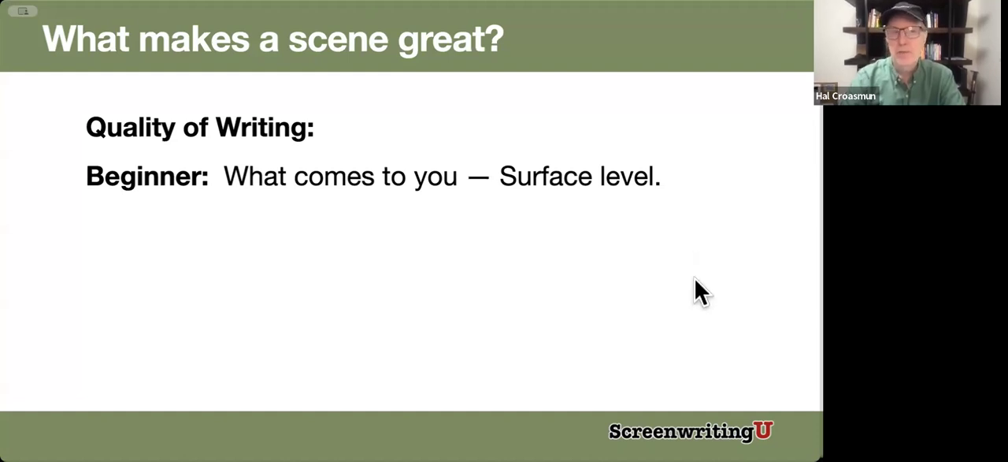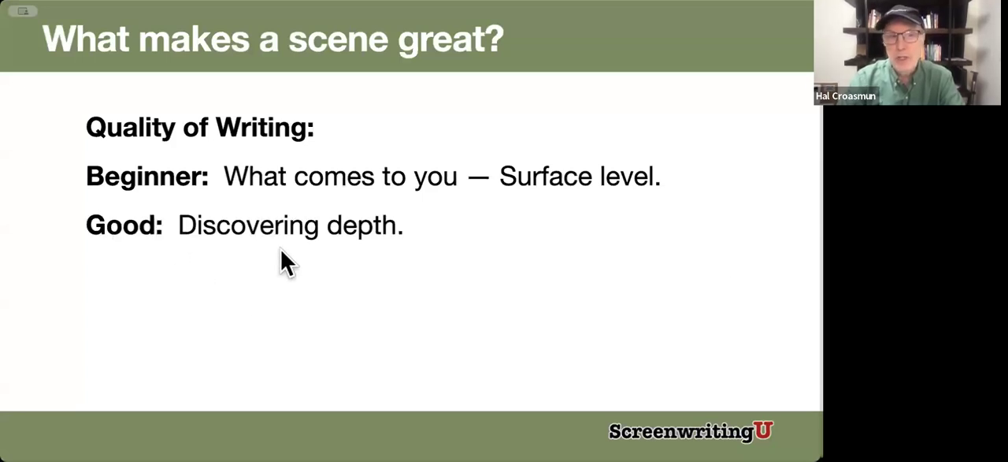It's like, okay, that's surface level. And that makes sense. When you look at somebody's first script, you don't see much subtext unless they've been writing for a long time. You don't see much real depth. A good writer focuses on discovering that depth, right? They're looking beneath the surface. They're writing beneath the surface to some degree or another.